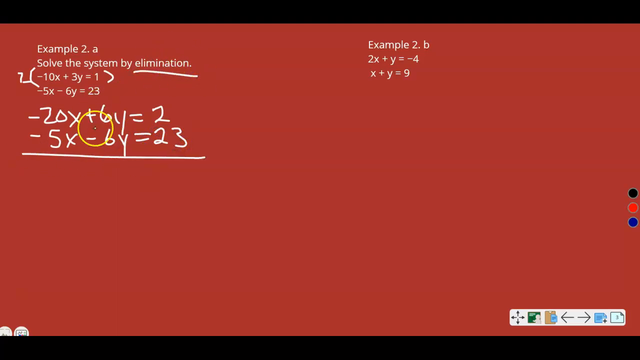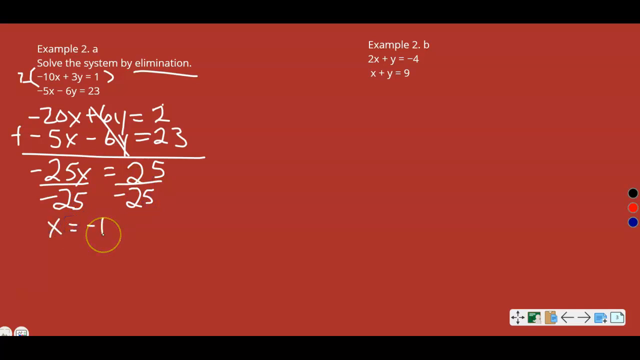So now I can add these two equations together. Okay, if I add these two equations together, negative 20 plus negative 5 is negative 25x. 6y minus 6y cancel, and 2 plus 23 is 25. Divide. And I'm going to get x equals negative 1.